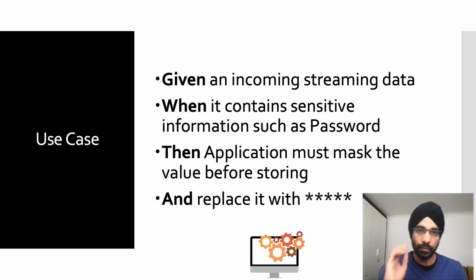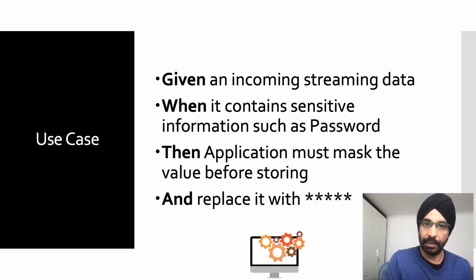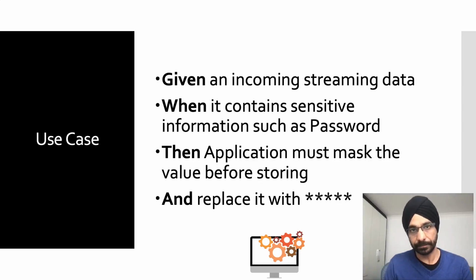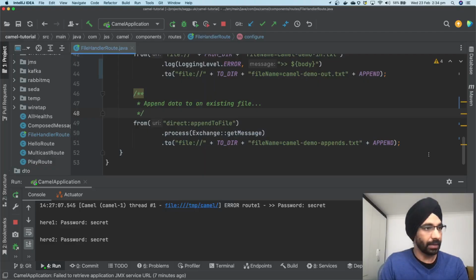So there are two ways of implementing a processor. One is lambda style inline, and one is a dedicated Java class. So I'll try to demonstrate both. What I'm not going to demonstrate is that you can achieve the same thing with XML DSL as well, but we'll just focus on Java. But you can very easily translate or transform the same Java code into XML. Let's head back to our IntelliJ.